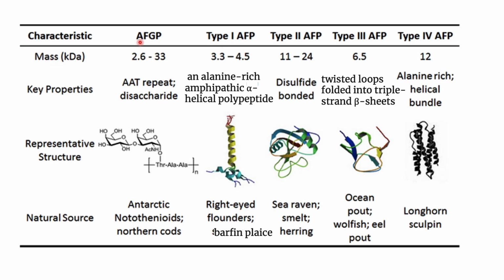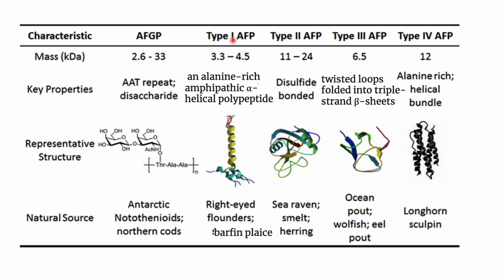In the case of antifreeze glycoprotein, they have the AAT repeat, that is alanine, alanine, threonine group is repeated, and they have the disaccharide unit as shown here also present. Here is the threonine, alanine, alanine structures, multiple times they are present. The natural sources include Antarctic notothenioids and northern cods.